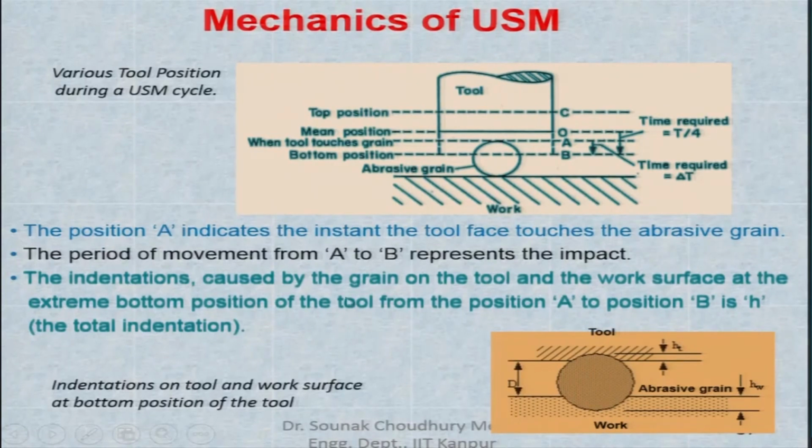The indentation caused by the grain on the tool and the work surface, at the extreme bottom position of the tool from position A to position B, is H. So, this position from here to here, the bottom position, is H. This will be the indentation. This much indentation is made when the tool is moving from A to B, and this is the bottom position. Let us say this is H.